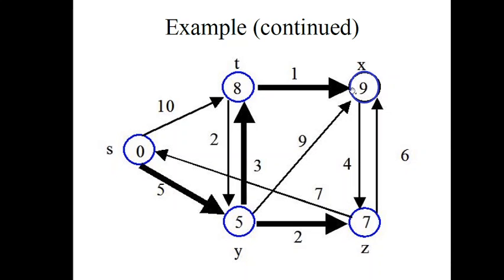Then the last one removed will be x, and x has adjacent vertex only z, and here you can see 9 plus 4 is 13, but 13 is greater than 7, therefore no change, and this is going to be the final shortest path. The shortest path from s to y is this one, s to t is via y, the predecessor of t will be y, and s to z will be s, y and z, s to x will be s, y, t and x. This is Dijkstra's algorithm, and this is a better algorithm for finding single source shortest path.